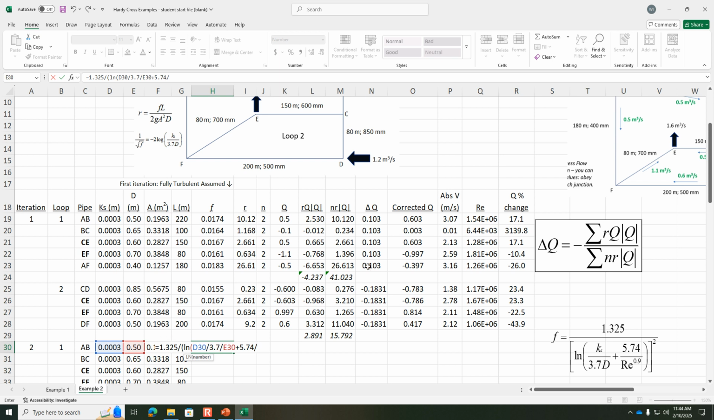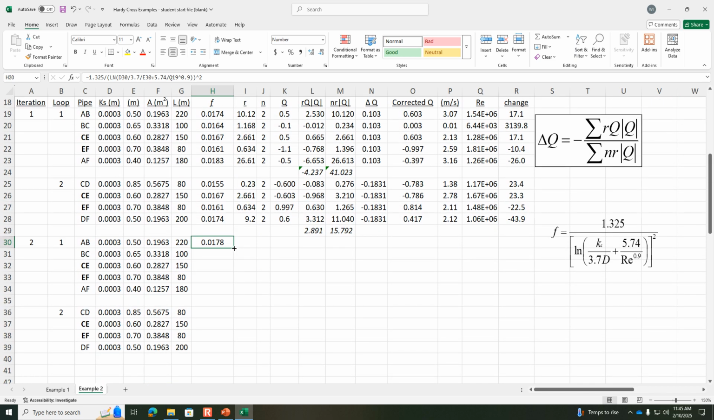So the Reynolds number I'm going to use is this Reynolds number from over here. This is the previously calculated Reynolds number for pipe AB. So I'll say that to the power of 0.9, and close parentheses for the logarithm, close parentheses for the denominator, and square it. So it should look pretty similar to my previous F value, which was 0.0174. Now it's saying 0.0178. So it's a little bit different for that pipe. Some of the other pipes may be more significantly different. Just drag that down through all of them, and delete this one. So we've got updated F values for all of the pipes.